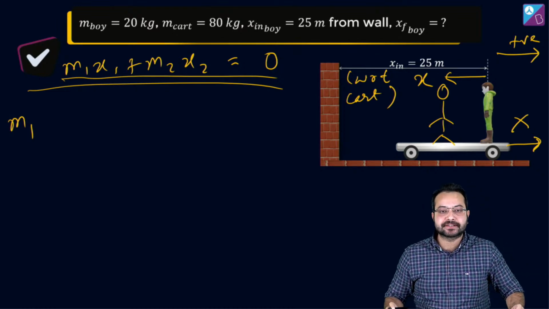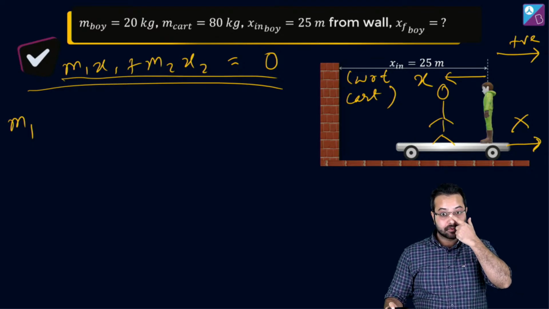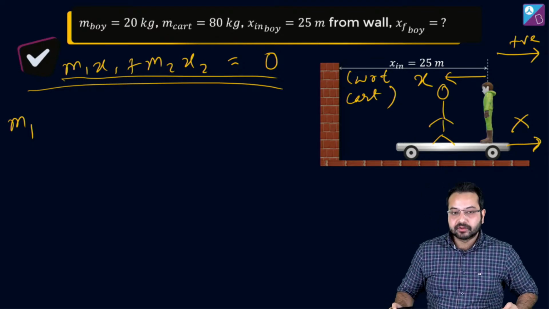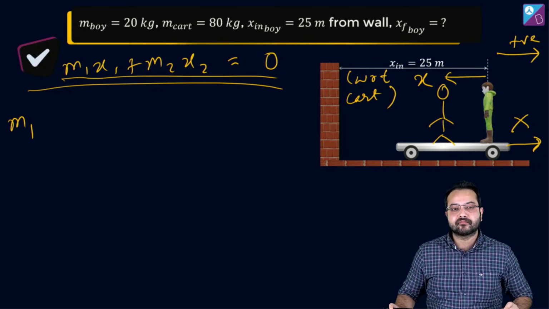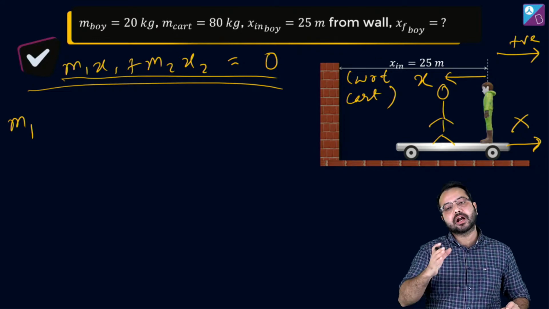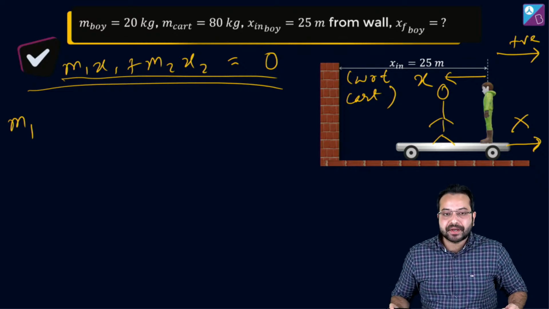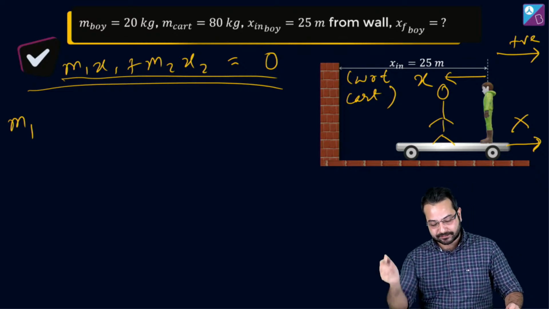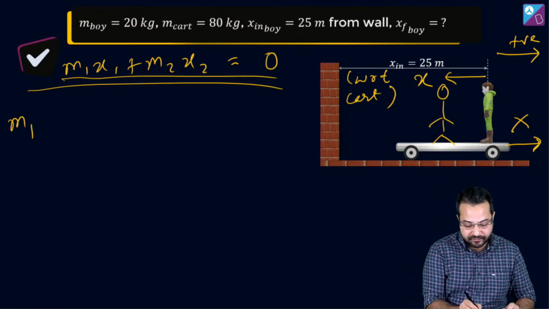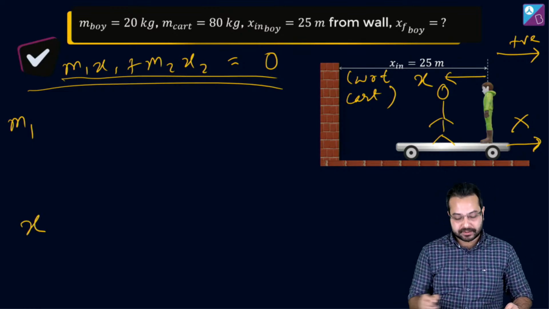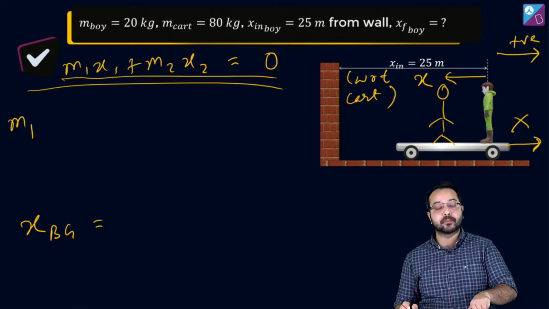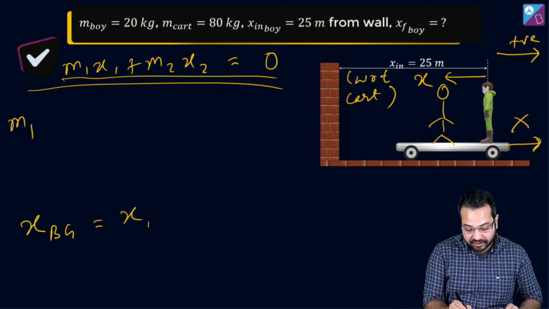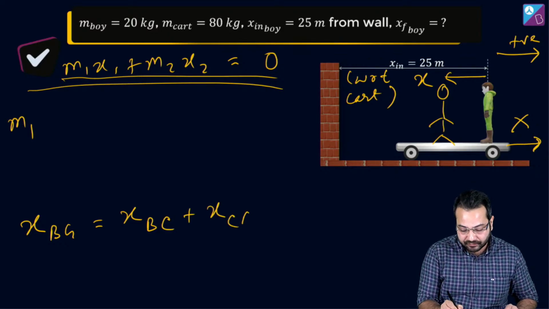Alright, so small x is the displacement with respect to the cart, and then capital X is the displacement of the cart with respect to the ground. So how do I write x? Okay, so if I have to find the displacement of the boy with respect to the ground, then I have to write the displacement of the boy with respect to the cart plus the displacement of the cart with respect to the ground.